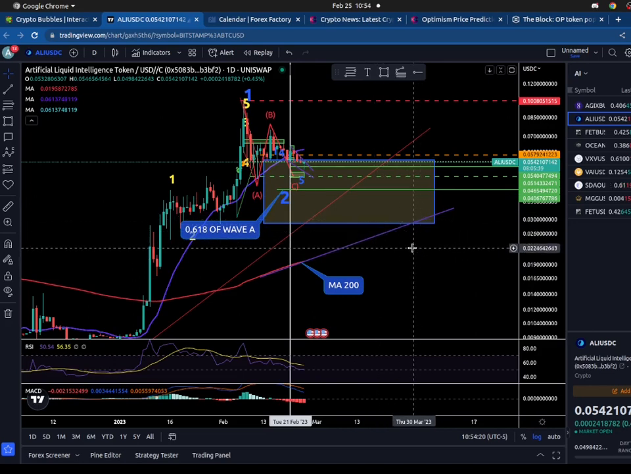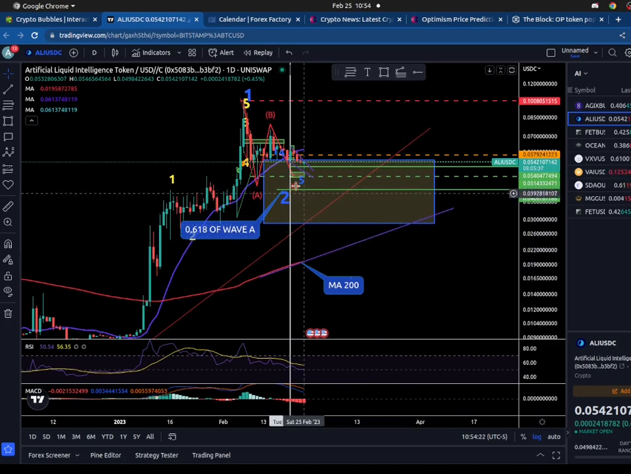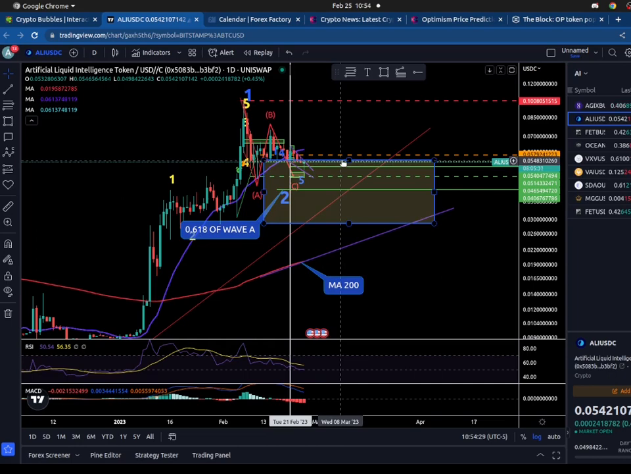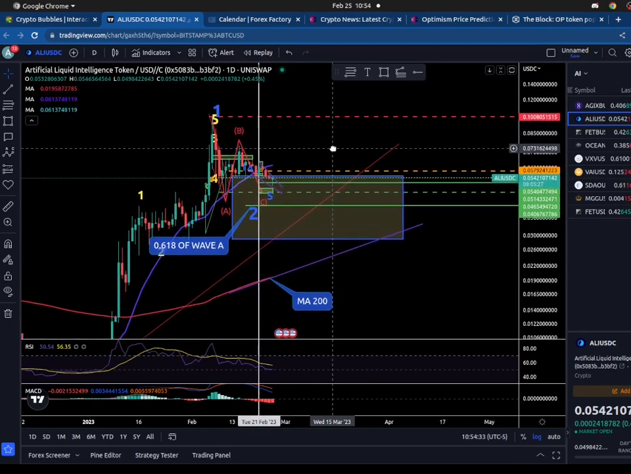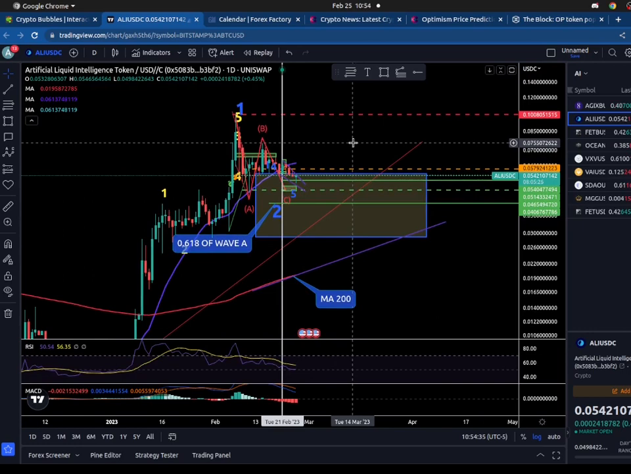I'm not FOMO, so I'm waiting for the price to come to me. I'm not buying at this level because I find it's still high and it can go lower. And if I miss out, well, I still have some. So that's the best strategy in my opinion.